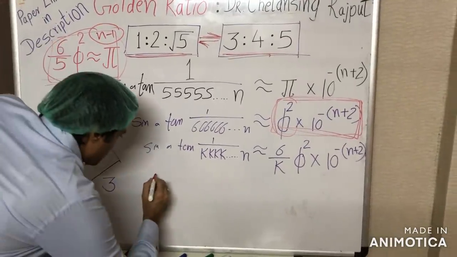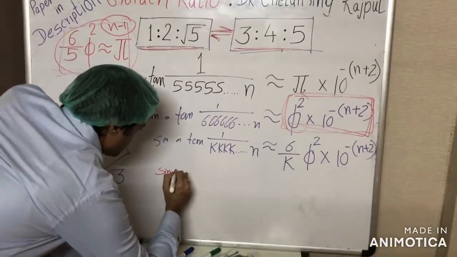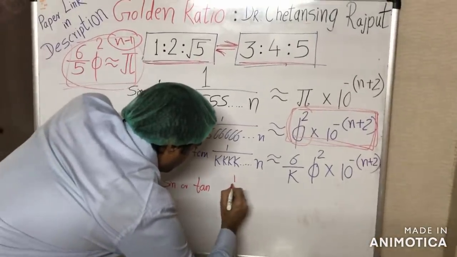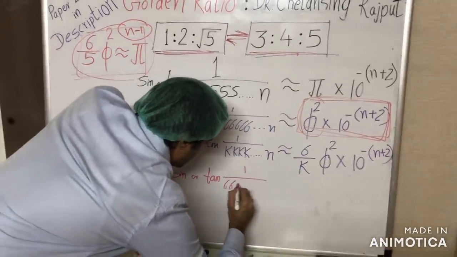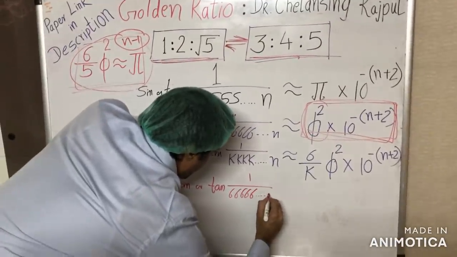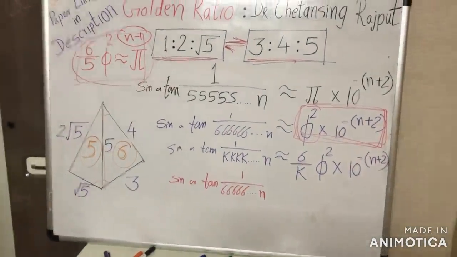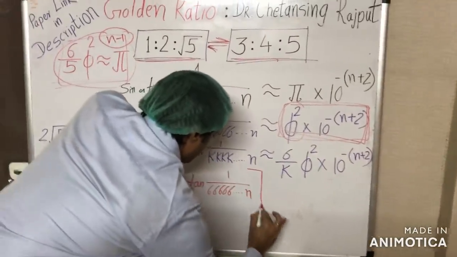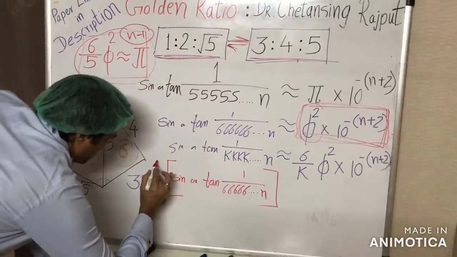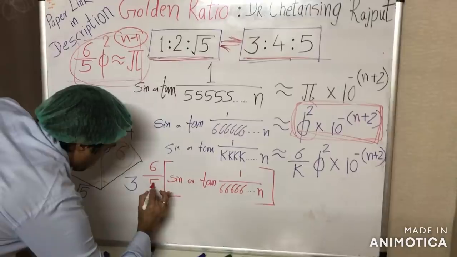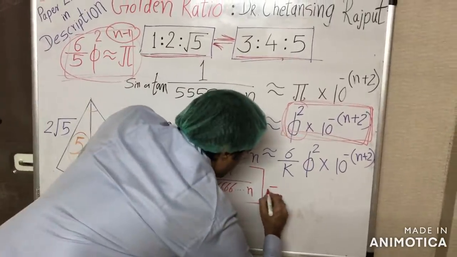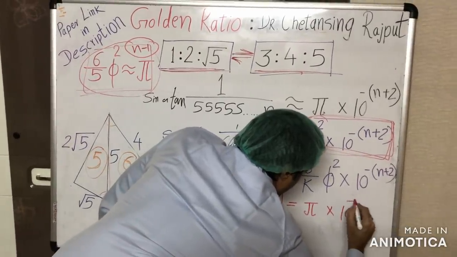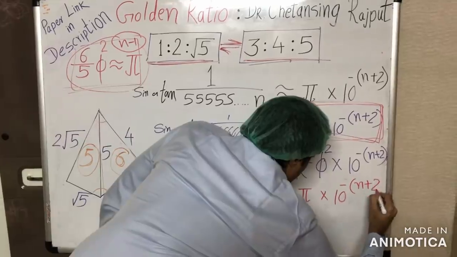Let me write down sine or tangent of 1 upon 6, 6, 6, 6, n times 6. Okay, and this thing multiplied by 6 upon 5 is equal to pi into 10 raised to minus n plus 2.